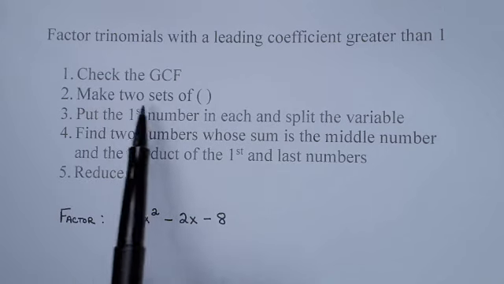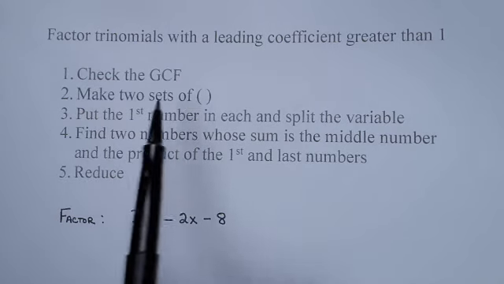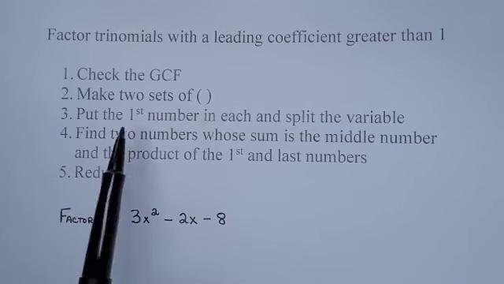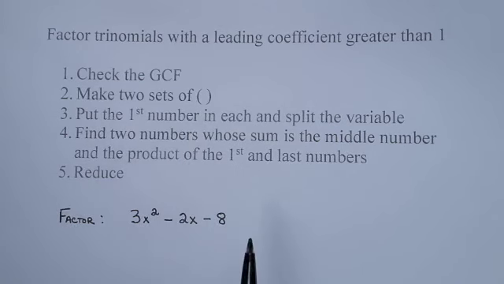Next, you're going to make two sets of parentheses. Here's what you put in those two sets of parentheses. Put the first number in each set of parentheses and then split the variable. Next, you're going to find two numbers that add up to be the middle number and multiply together to get you the product of the first and last number. And then we're going to go through this process of reducing.